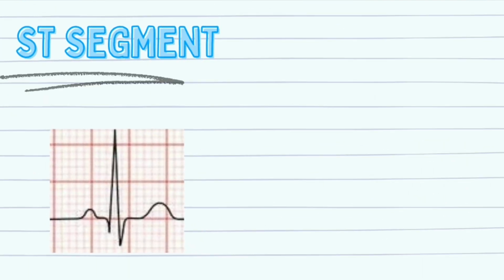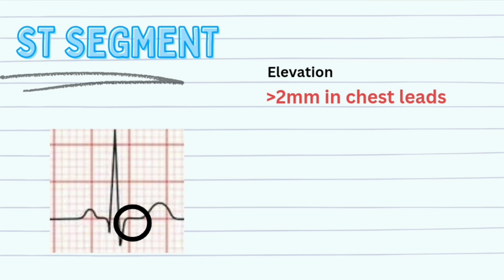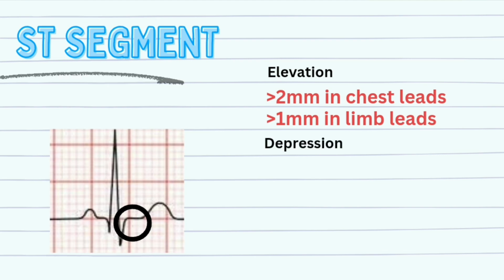ST segment is a flat line between QRS complex and T wave. Always look for ST segment elevation and depression as it is related to MI and ischemia. Elevation of 2 mm in chest leads and 1 mm in limb leads indicates MI, pericarditis, right bundle branch block, and depression indicates ischemia, posterior wall MI and left bundle branch block.